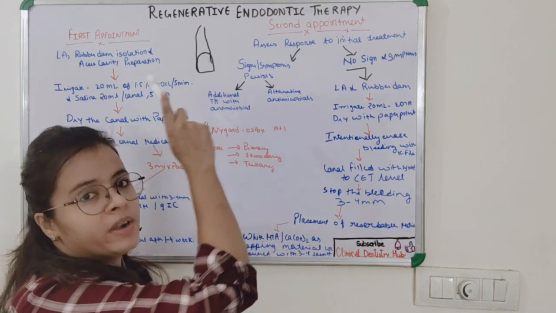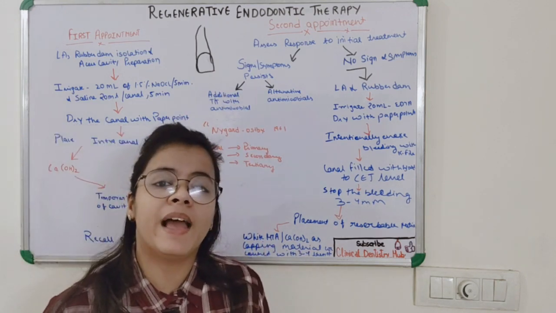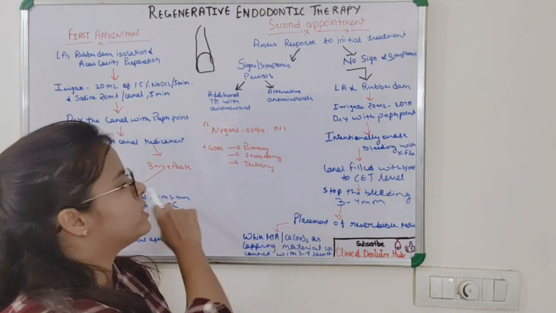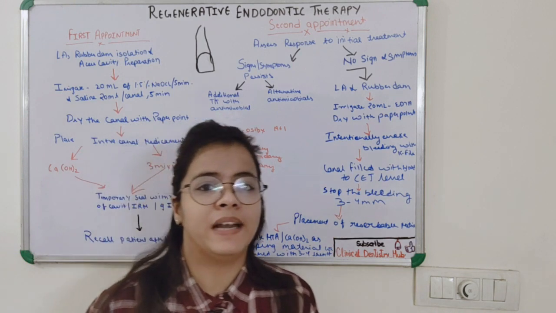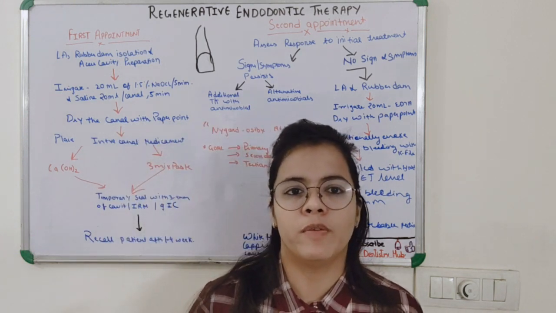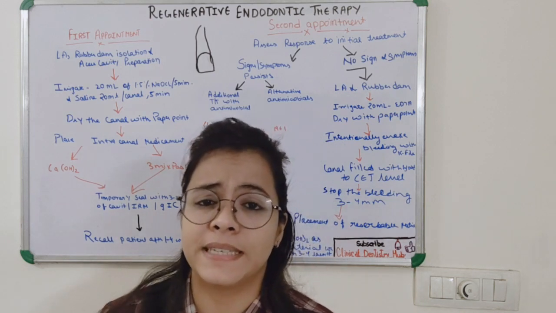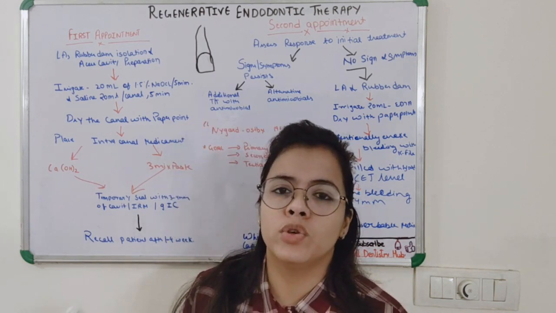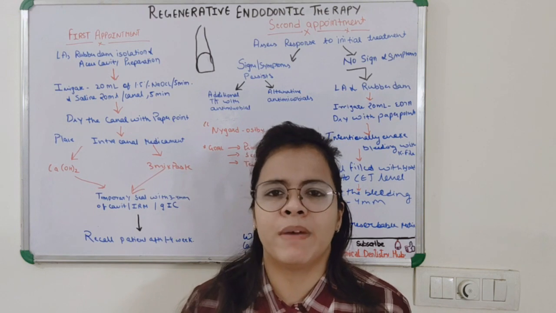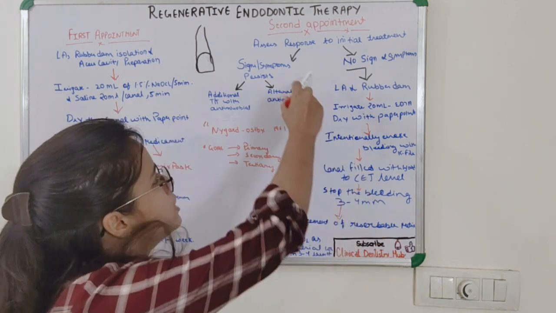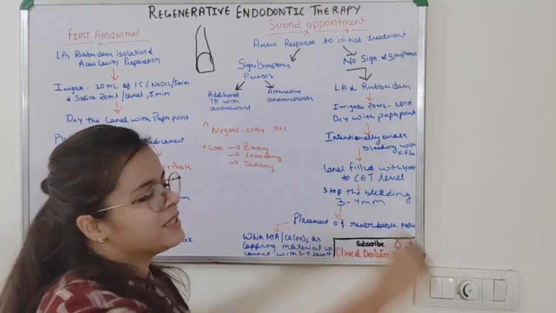If it is not responding to this, then it might be that you have to change your antimicrobial, which is used in the triple antibiotic paste, that is ciprofloxacin, metronidazole or minocycline. Most of the authors have suggested that as minocycline causes staining of the tooth, better is to use cefaclor instead, and some of them have suggested to use double antibiotic paste also. So if this is the condition, then this has to be done.